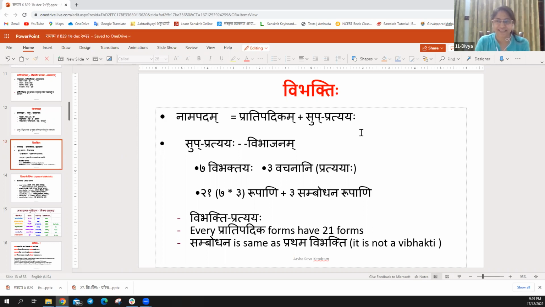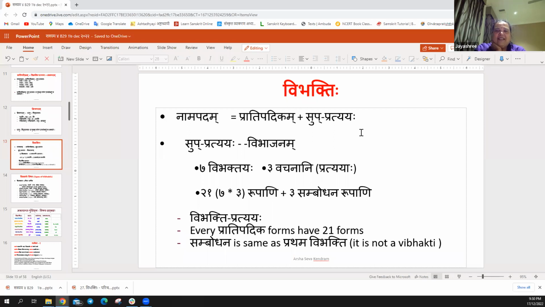Ekavinshatihi. Sapta into Trini Rupani, plus Trini Sambodhana Rupani. Vibhakti Pratyayaha. Every Pratipadika has 21 forms. Sambodhana is the same as Prathama Vibhakti.